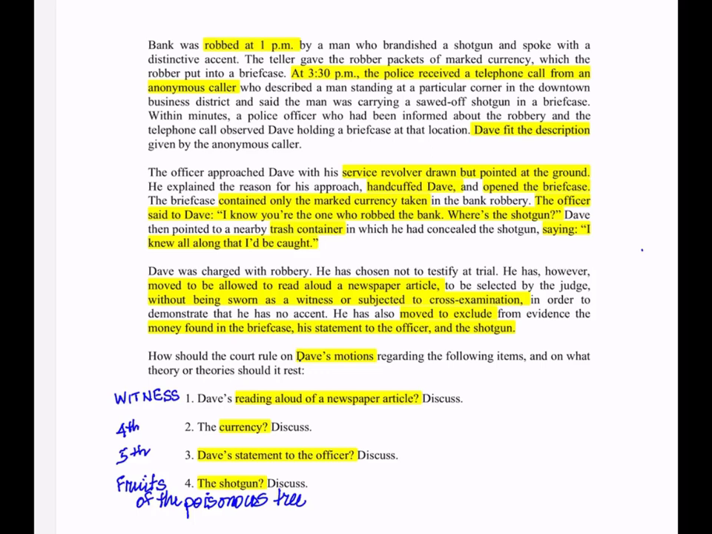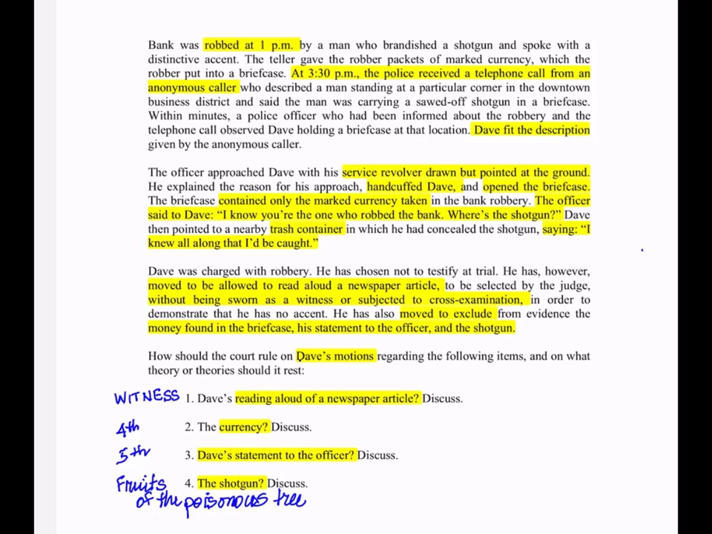Move on to call 2, about the currency. To do a Fourth Amendment analysis, you have to give a legal premise. You have to give a general rule, like the Fourth Amendment applicable to the states via the 14th protects against unreasonable searches and seizures of persons and property. Warrantless searches are per se unreasonable, absent an exception. And then you have to, before you move on, establish standing.